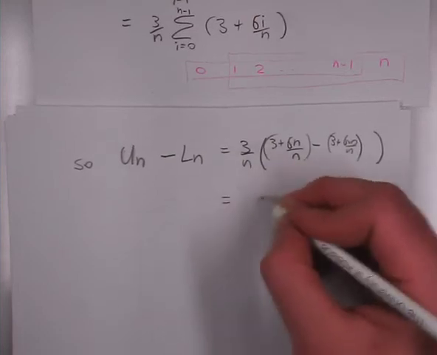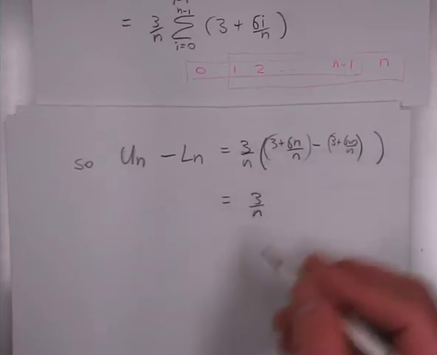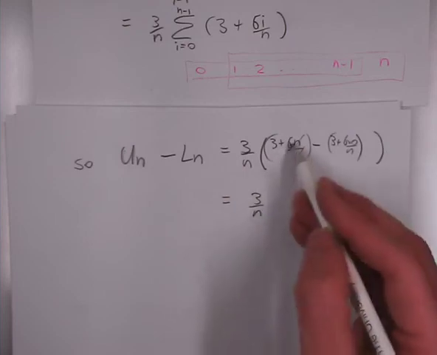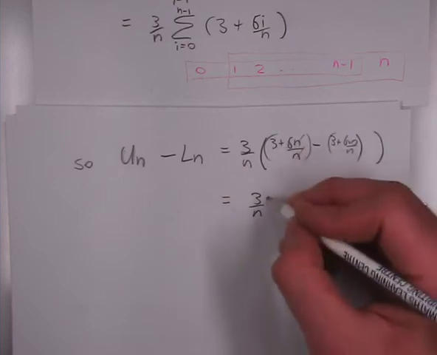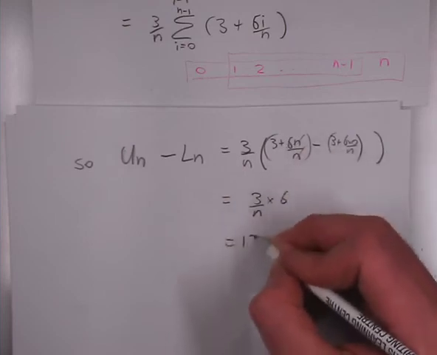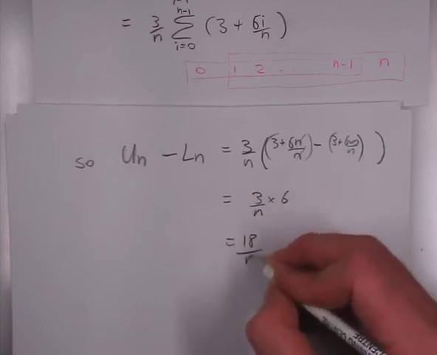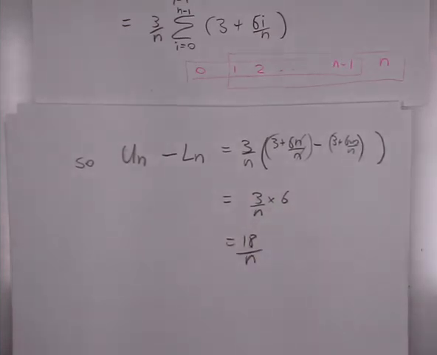Awesome. So 6n on n is just 6, so we get 9 minus 3. Is it? Yep. So that's how far apart the upper sum and the lower sum are.